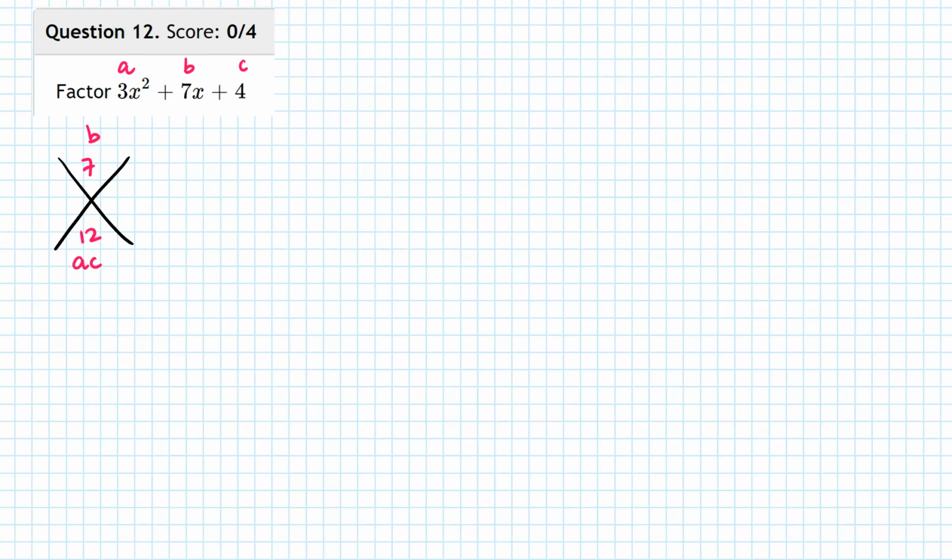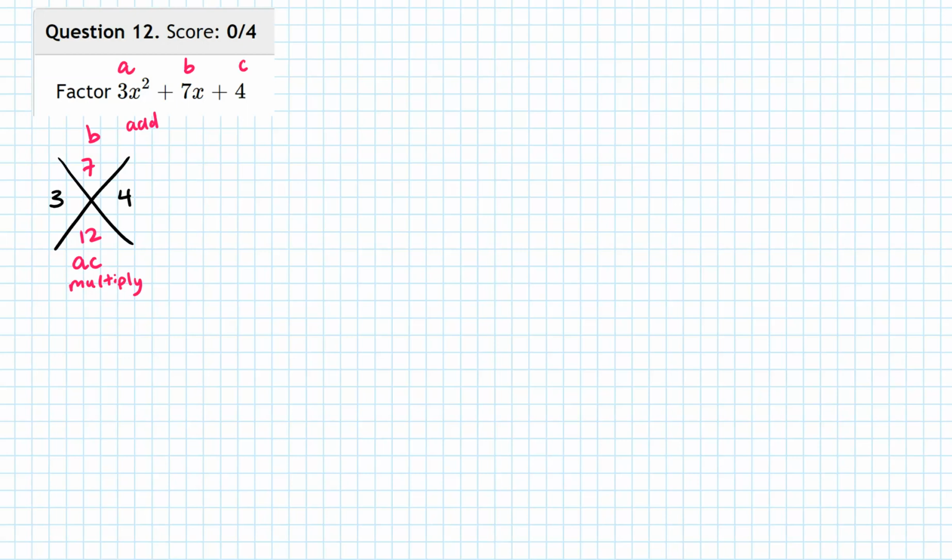And I'm looking for two numbers that add to b and multiply to a times c. And the two numbers that do that for us are 3 and 4, because 3 plus 4 is 7, and 3 times 4 is 12.